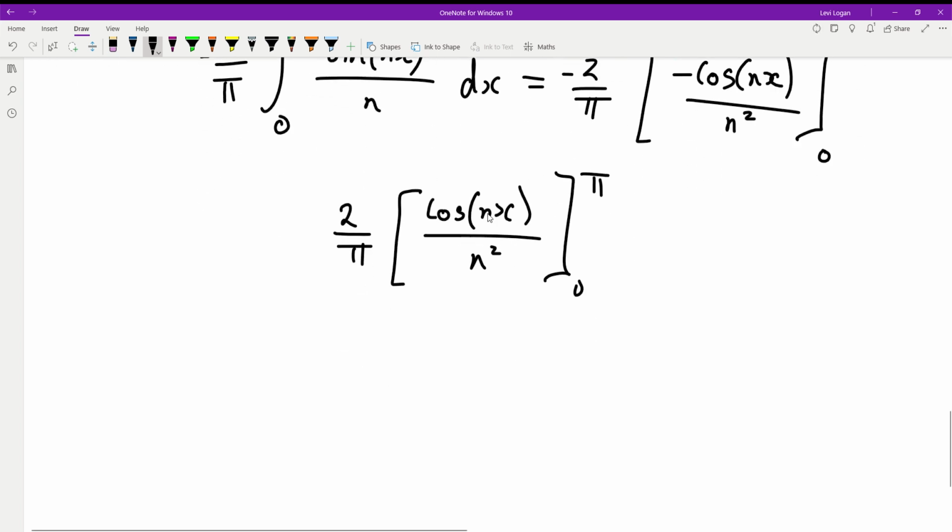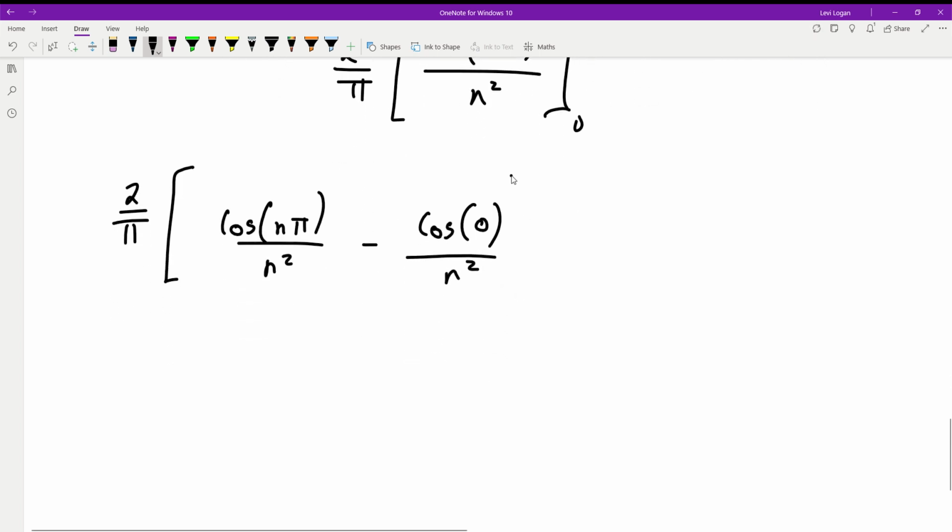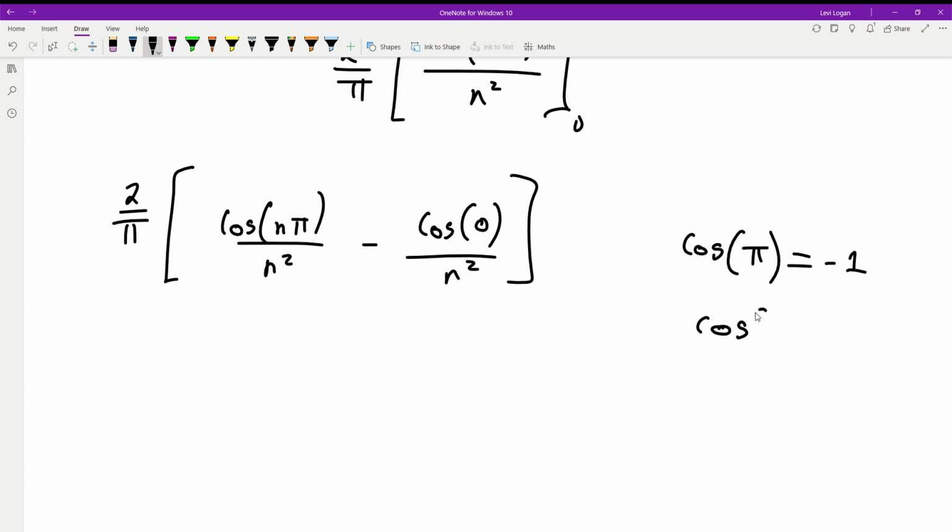So now we're going to plug in everything. First of all, we'll have the 2 on pi at the front, cos of n pi on n squared, minus cos 0 on n squared, okay? Now, cos 0 is 1. Multiples of pi in cos don't really change, it just fluctuates pretty much, okay? So for example, if you have cos of pi, you're going to get negative 1. If you have cos of 0, you get 1. If you have cos of 2 pi, you also get 1 again.